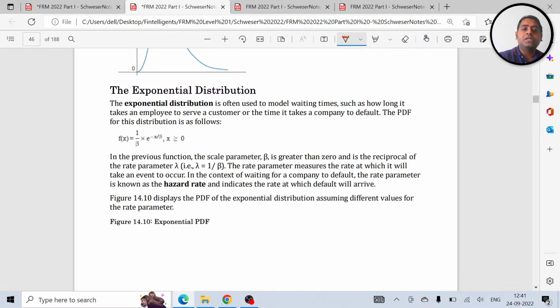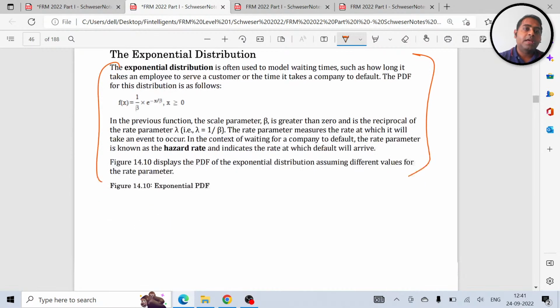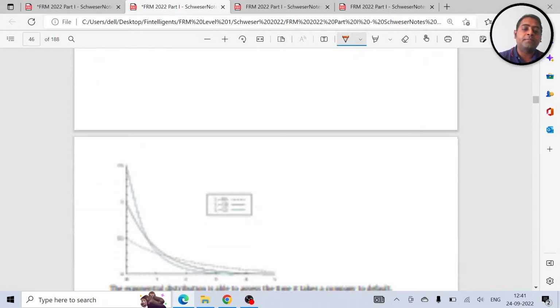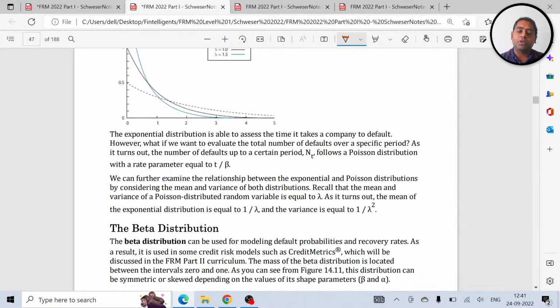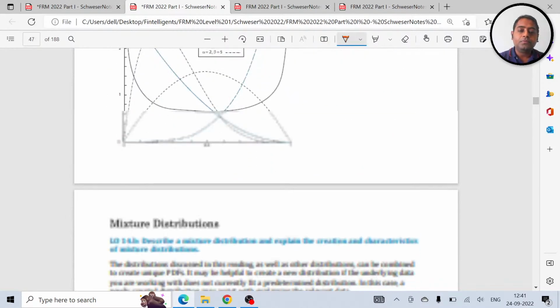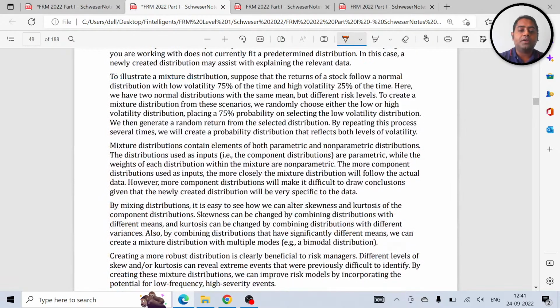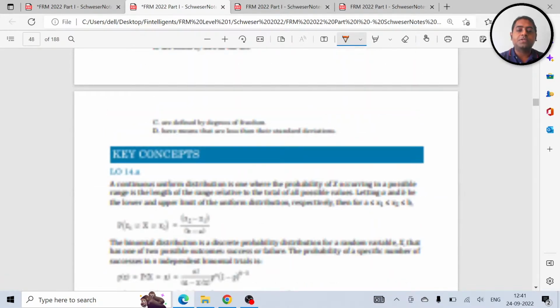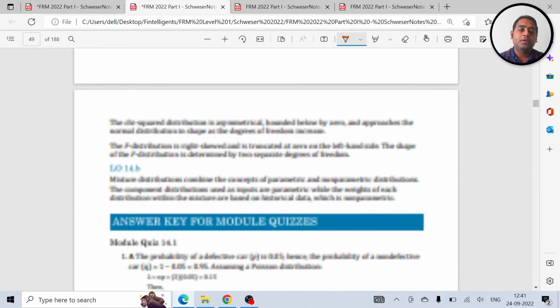Okay, also, if you look at these distributions, you can focus on exponential to a certain extent as compared to chi-square, F and beta. You can focus more on exponential distribution. Mixture of distributions is not heavily tested. So, just moving towards the next chapter.